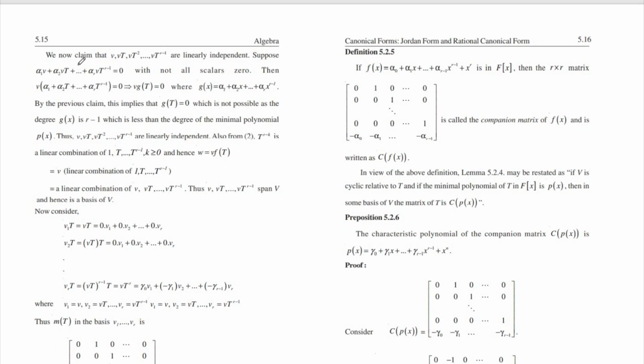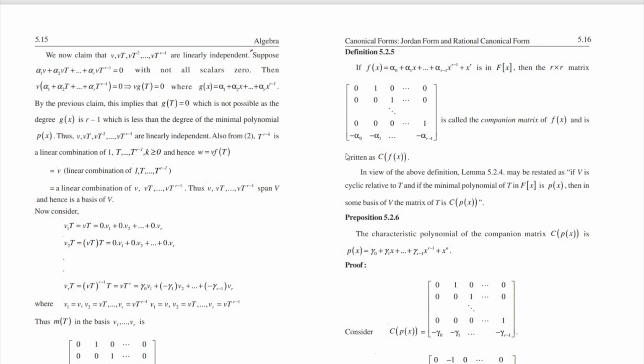Now we will consider Vt square and so on, Vt power r minus 1. We will prove that they are linearly independent. Suppose they are not linearly independent. Assume the contrary and arrive at a contradiction. So it is the method of contradiction that is used to prove this.